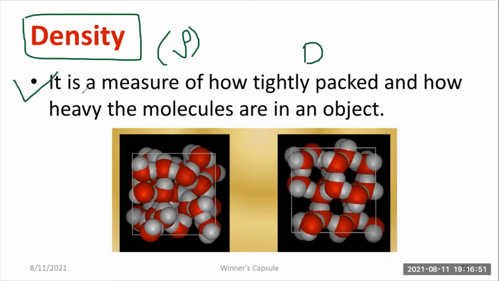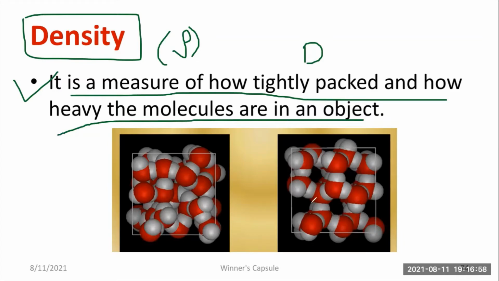What is density? It is basically a measure of how tightly packed and how heavy the molecules are in an object. Please consider two diagrams, diagram 1 and diagram 2. What is the difference? Can you identify any difference? Look at this. In the first diagram, the molecules are tightly packed, whereas in the second diagram, molecules are loosely packed. So tell me which has higher density.